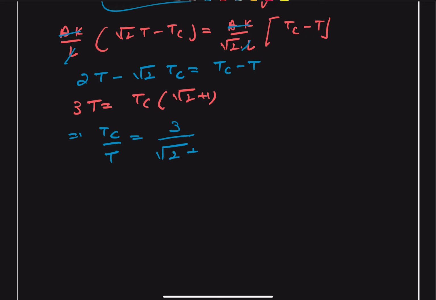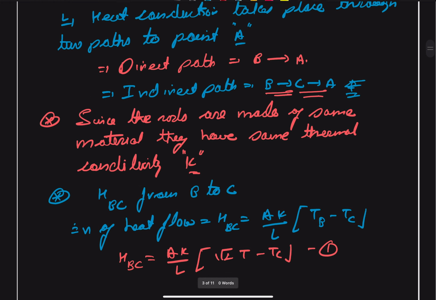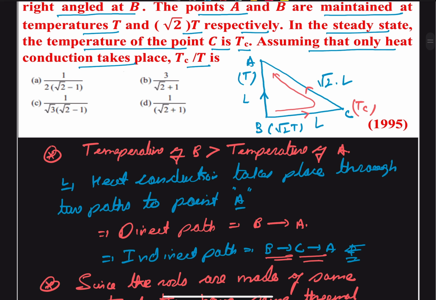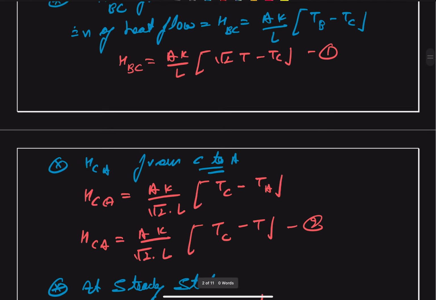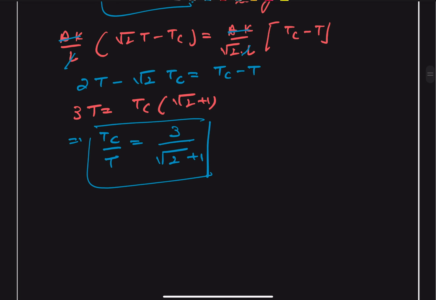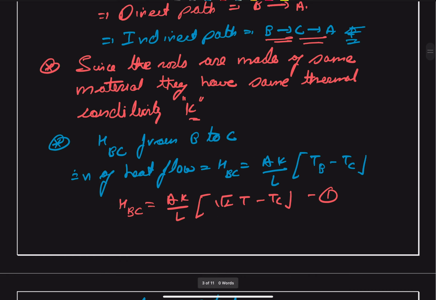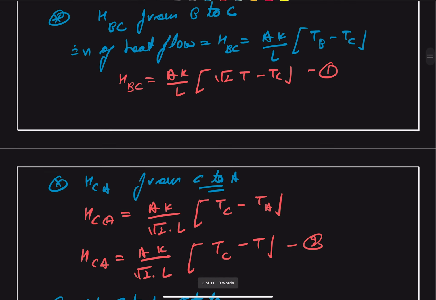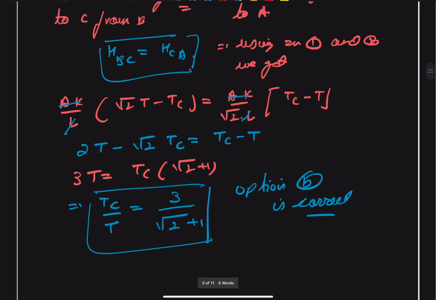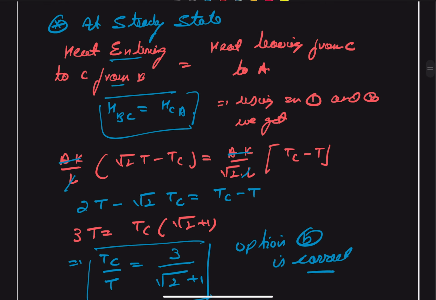If we check the options available to us, we can see that option B is the correct option. So option B is correct. This question was quite simple, directly based on the concept that heat entering through one point will be equal to the heat leaving through that point. So this completes the question. Thank you.